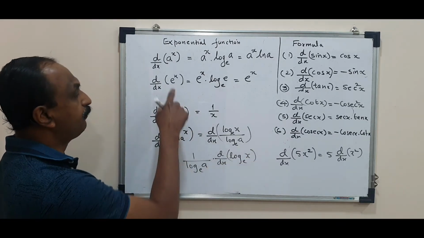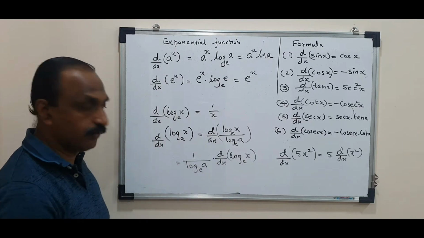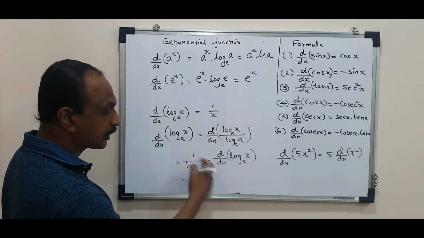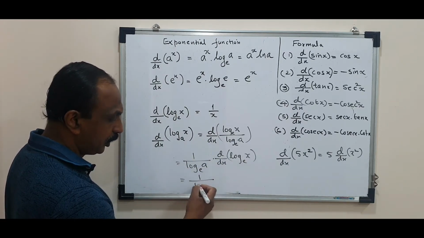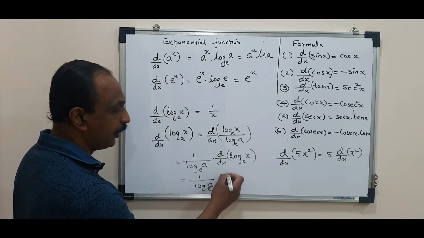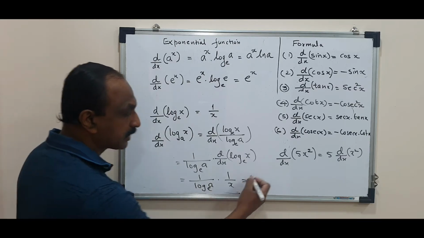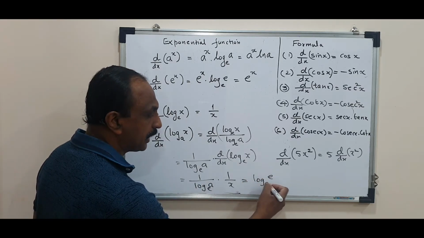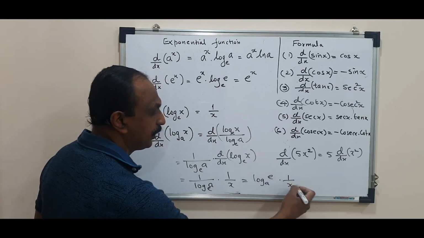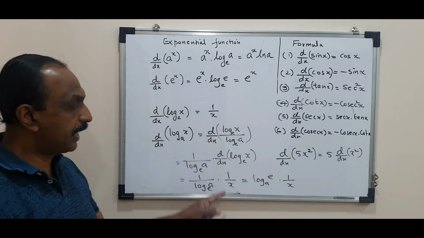Now I have a formula for the derivative of log x. The derivative of log x is 1 by x. So this being a constant, we don't have to do anything. You can keep it as it is, into 1 by x. You can also write 1 over log a to the base e, into 1 by x. Not necessary. You need not learn this formula by heart.